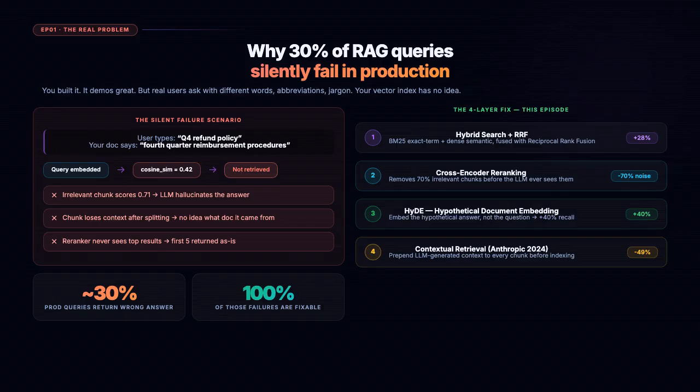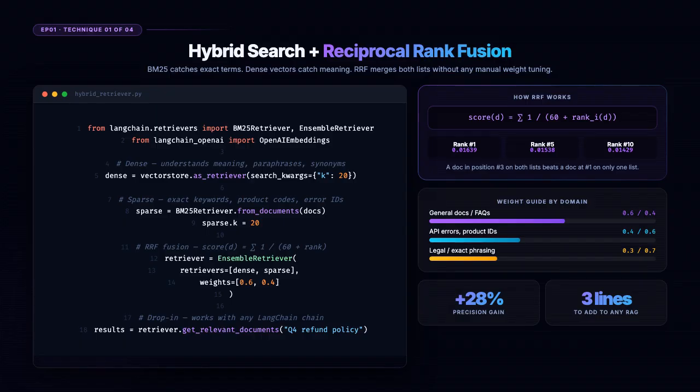In practice, 60% weight on dense and 40% on sparse is the best starting point for most knowledge bases. Technical documentation with lots of specific terms, API names, error codes, product identifiers, benefits from pushing sparse weight higher toward 50 or 60%.